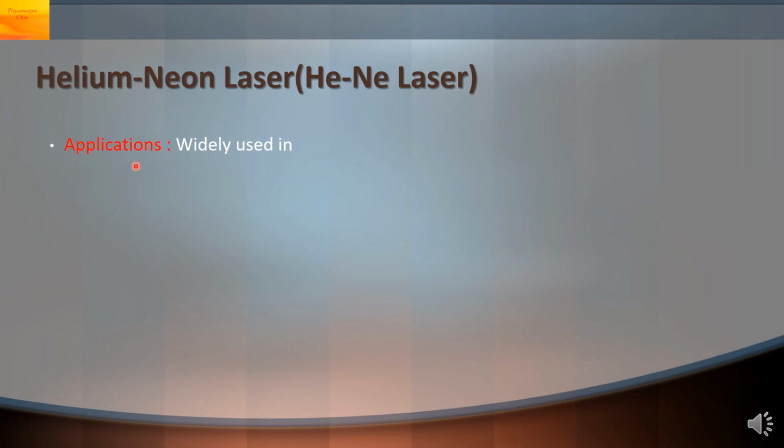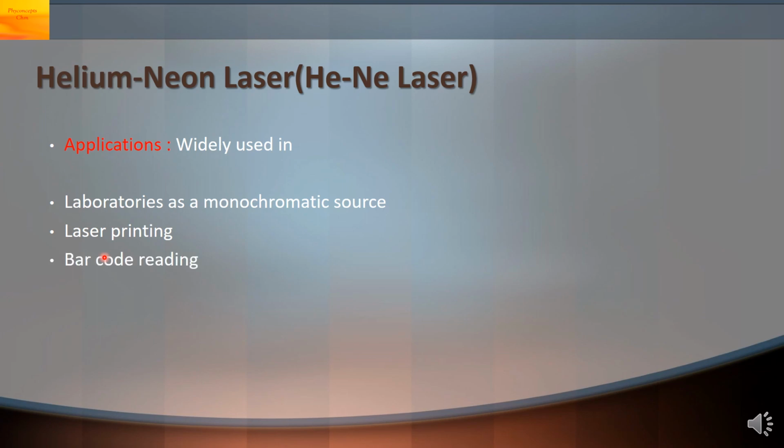Applications of the helium neon laser. It is widely used in the laboratories as a monochromatic source. It's used in laser printing, in barcode reading.